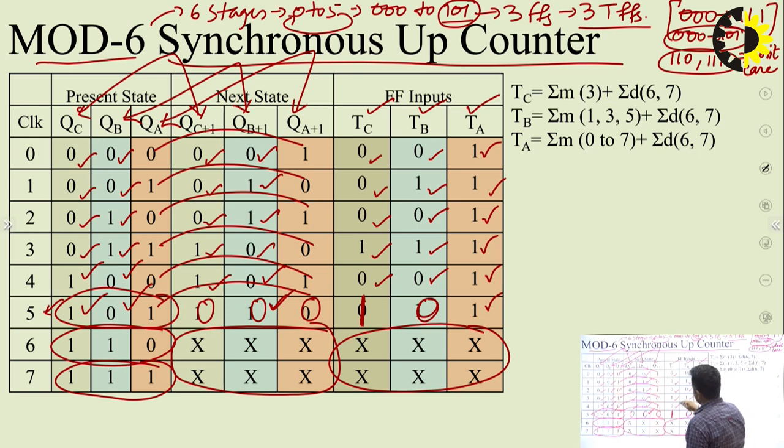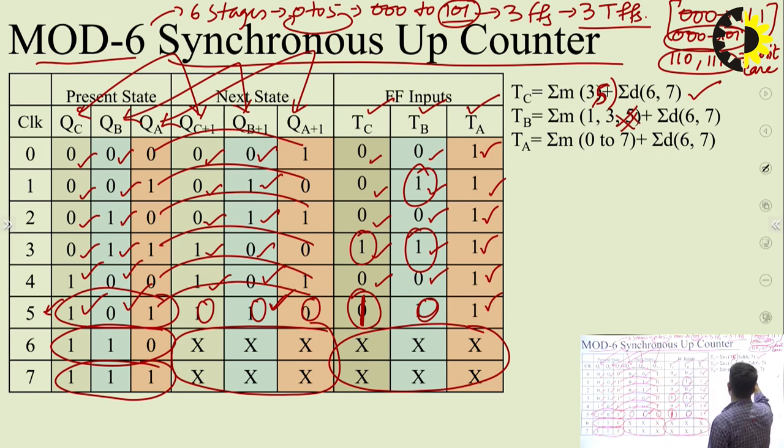So we can write min terms. There are 2 ones in this TC column which corresponds to 3 and 5. So here, the min terms will be 3 and 5, and don't care will be 6 and 7. For TB, there are again 2 ones corresponding to 1 and 3. So 1 and 3 will be there. This 5 will not be there. 1 and 3 are there. 6 and 7 will be the don't care term.